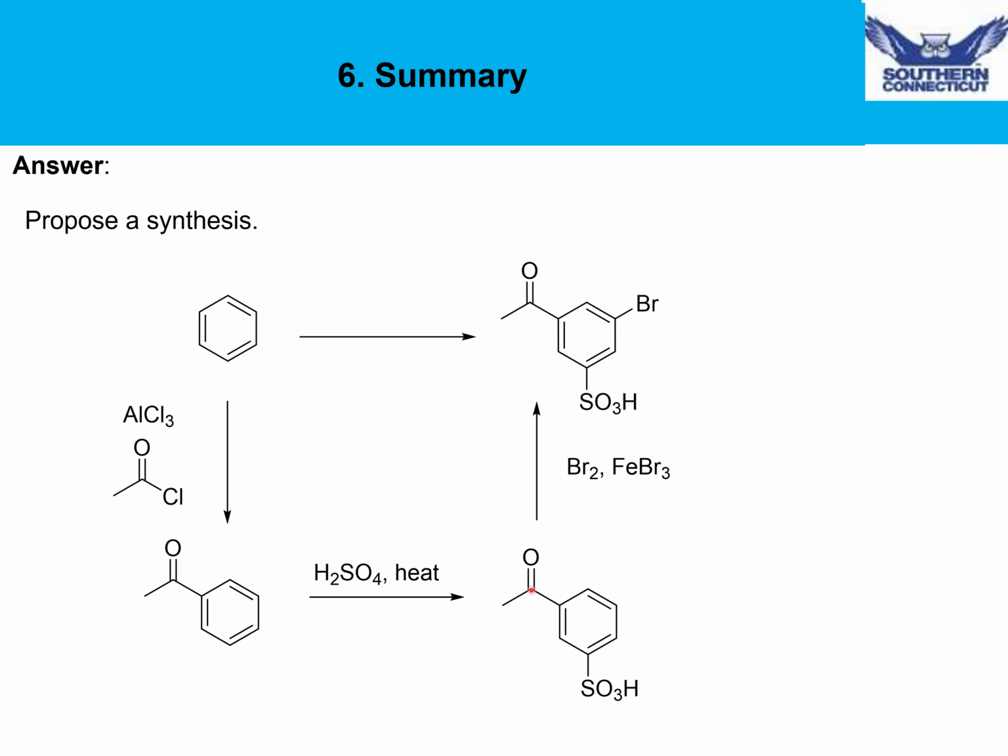Now this intermediate actually has two electron withdrawing groups, so it would be a very difficult reaction, but if it does occur, it should add the bromine to the meta position of both of these two substituents.